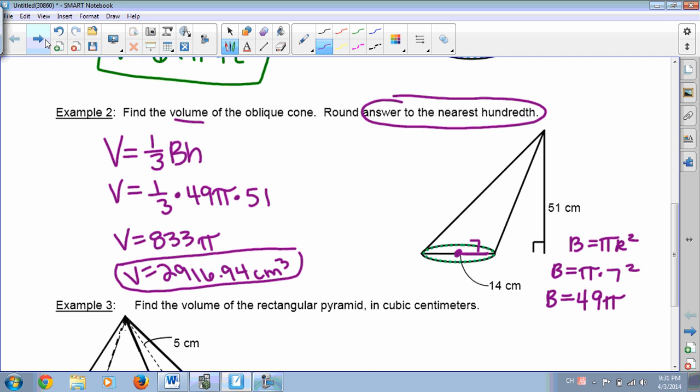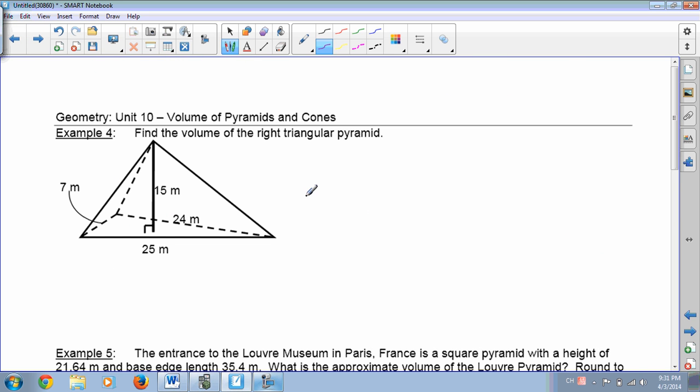Okay, as we move to the back, we're going to look at example number 4. This is our first pyramid, but it is not a rectangular pyramid. It is a triangular pyramid because the base of our pyramid is a triangle. So we need to find the volume of the right triangular pyramid. The volume is the same as a cone, which is 1/3 big B times H. So our volume is equal 1/3 times area of the base.